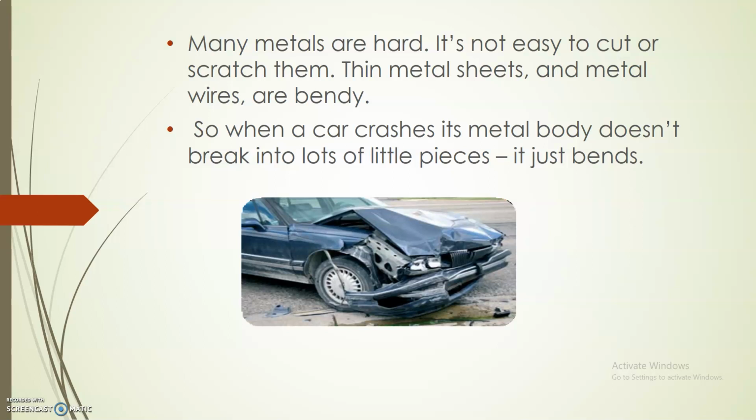See the picture. This is a car that has met with an accident. When a car crashes, its metal body doesn't break into lots of little pieces. It just bends. You can see it from the picture. The metal is not broken into several pieces. It is just bent. Okay, so next topic.